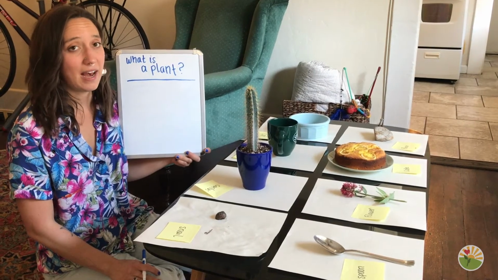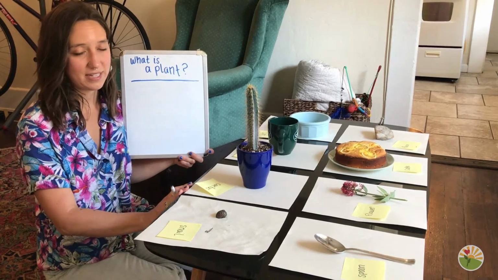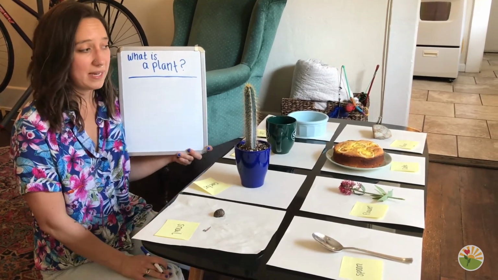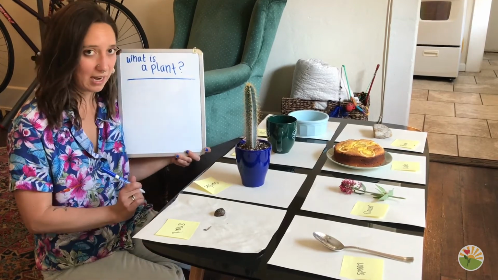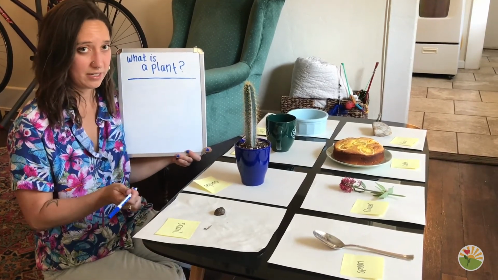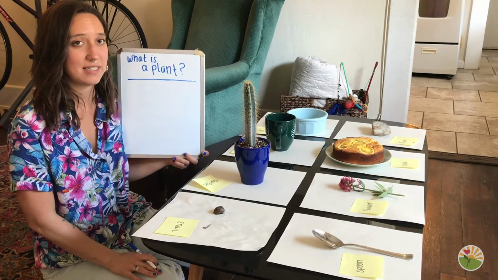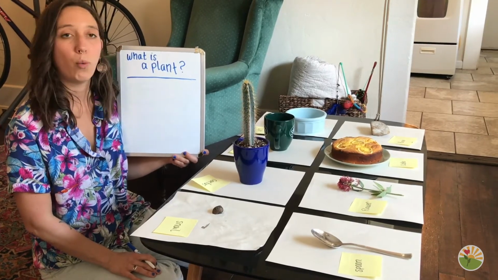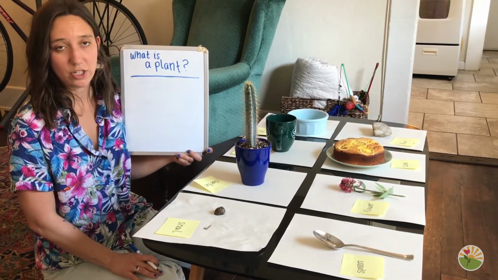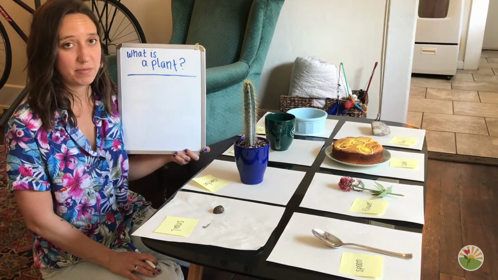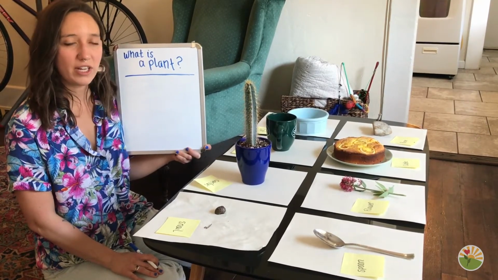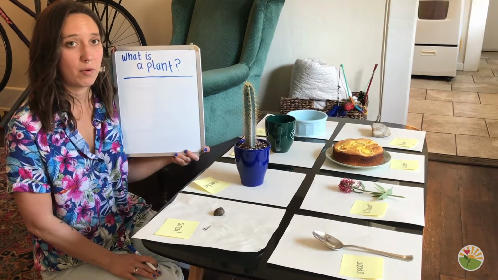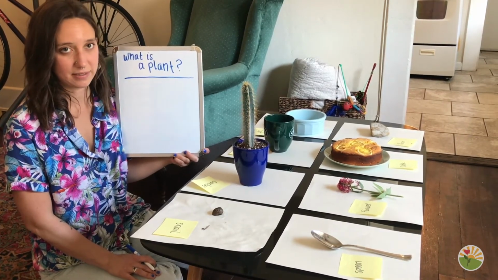All right, now that we have our 8 items laid out on the table, we are going to become detectives and try to figure out which of these items are plants or not. So we're going to do this by asking ourselves the question, what is a plant? So go ahead and get out a piece of paper and take a minute to write down what you think of when you think of what makes a plant a plant.